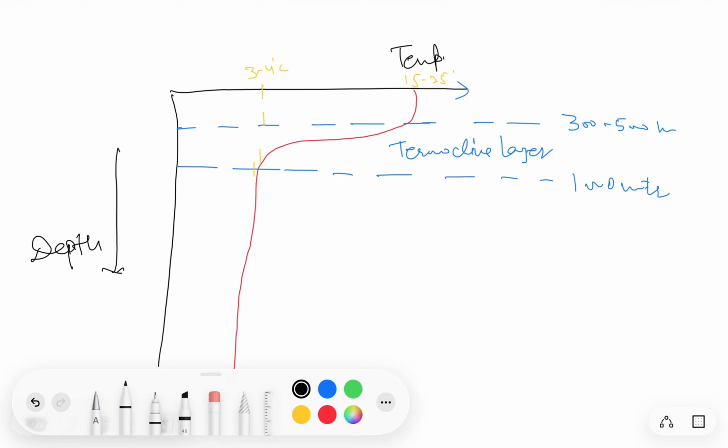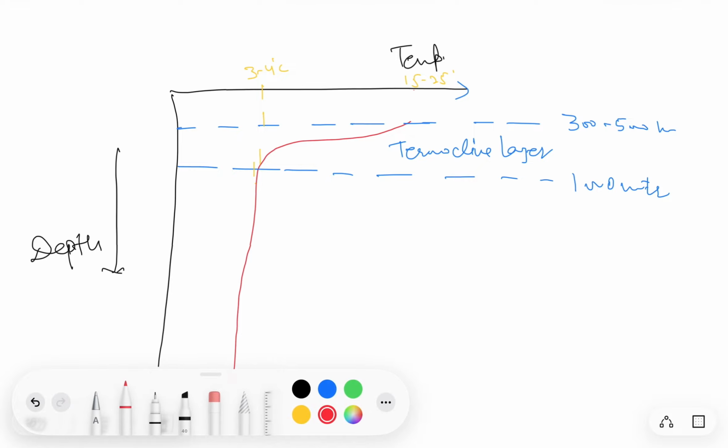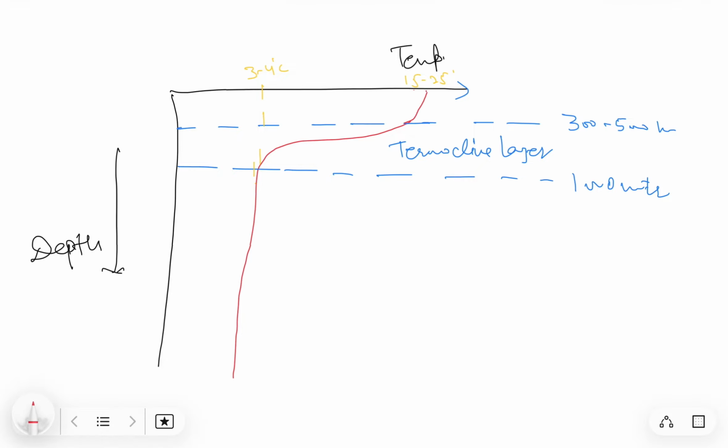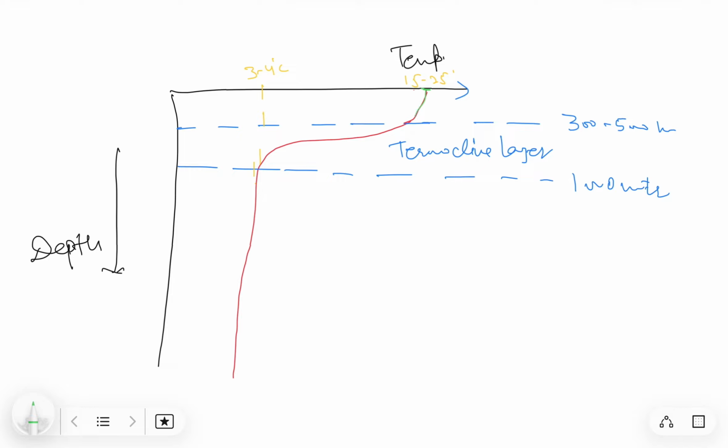Now the temperature on the surface of the sea is around 15 to 25 degrees Celsius. First there is a slight decrease in the temperature, up to 300 to 500 meters of depth, and after that there is a rapid decline in the temperature till 1 kilometer of depth. So this layer is known as the thermocline layer, and below the thermocline layer the deep water will start.